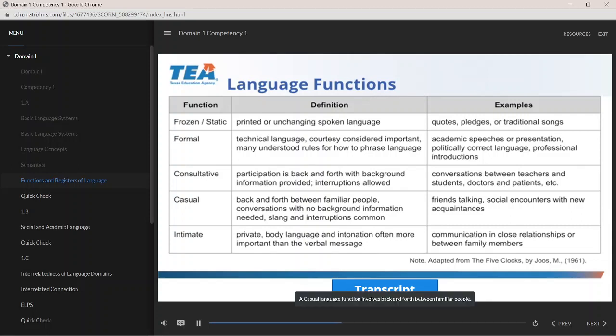A casual language function involves back and forth between familiar people, conversations with no background information needed, slang and interruptions are common. Examples include friends talking, and social encounters with new acquaintances. An intimate language function involves private communication. Body language and intonation is often more important than the verbal message. Examples include close relationships or interactions between family members.